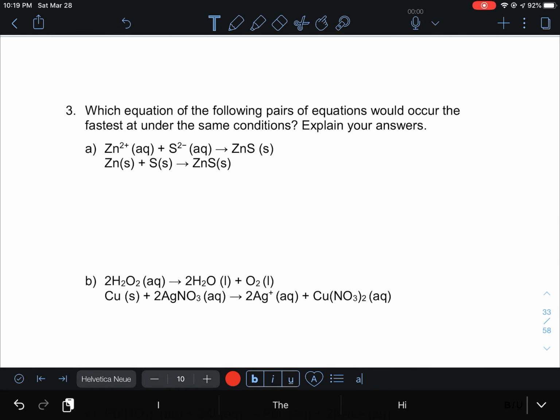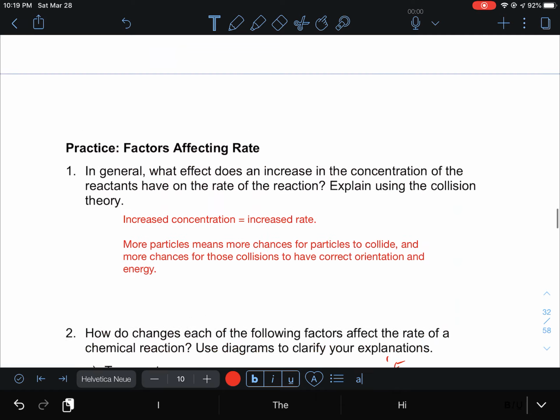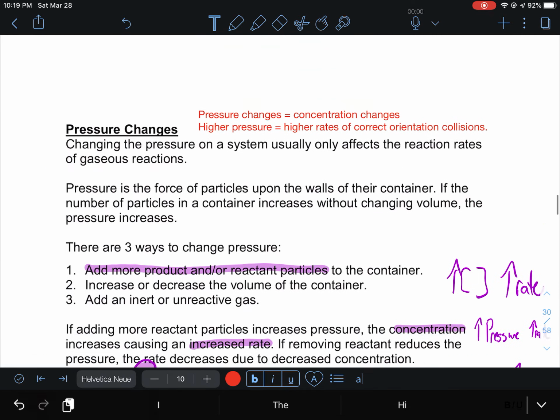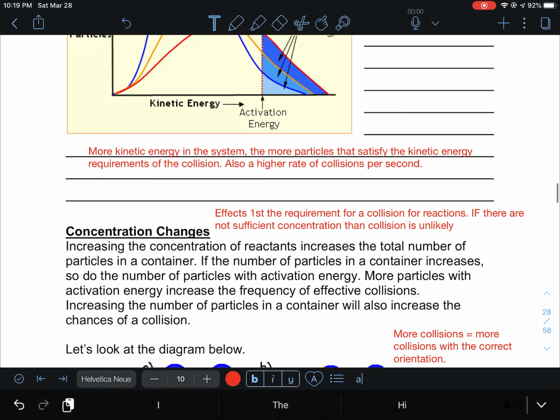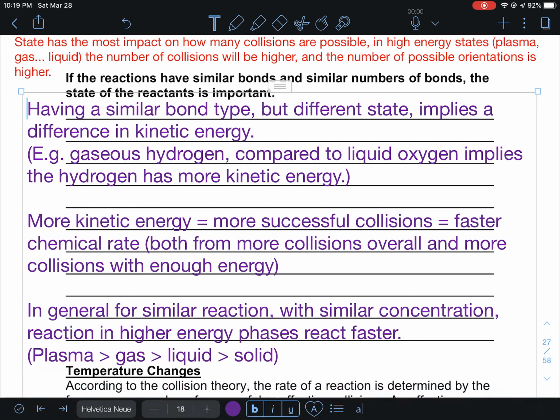Which of the following pairs of equations would occur fastest under the same conditions? Explain your answer. In this case, this is a change in phase. And I don't remember, I feel like I've skipped over the aqueous thing. Where is concentration? Reactions, similar bonds. Then the state of reactions. I see, I did skip one piece here. This is important. I hope you waited till the end of this video so that you could catch this important addition here.